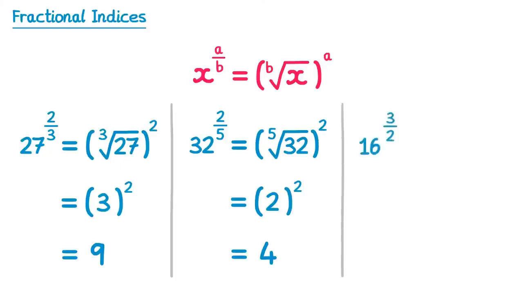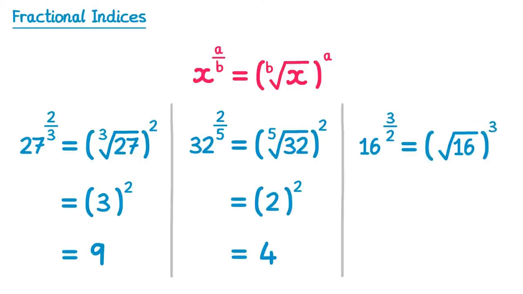So for this one, we're going to do 16 to the power 3 over 2. Since we have a 2 on the bottom, we're going to do the square root of 16. And then since we have a 3 on the top of the fraction, once we found the square root of 16, we're going to cube it.